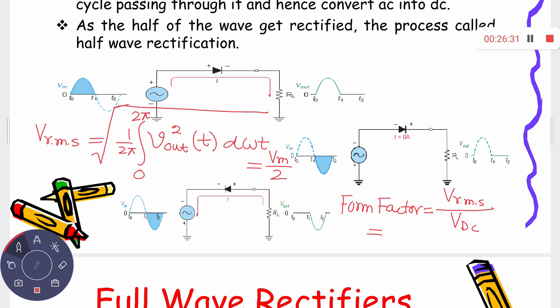Vm by pi for VDC and Vm by two for VRMS. So pi by two, that is 1.57. Now, your actual output signal is shown to be a sinusoidal signal. Now, try to understand that over here you have some DC level whose value is given by Vm by pi.